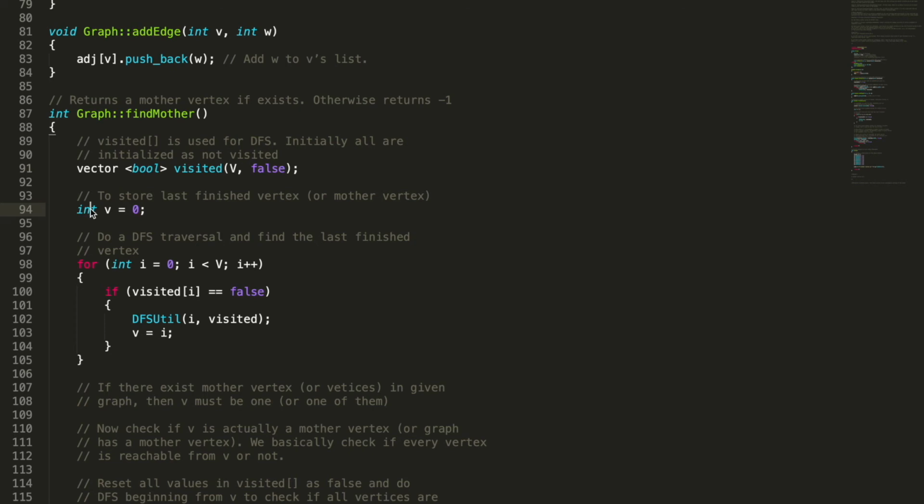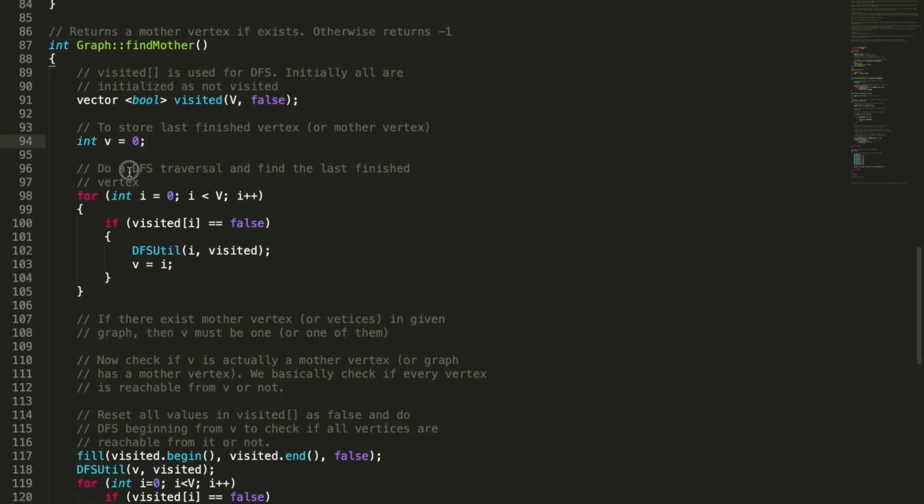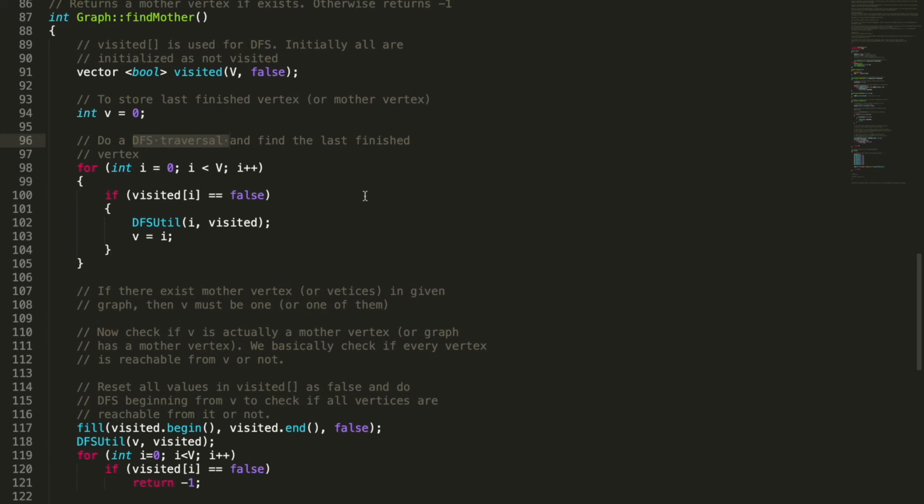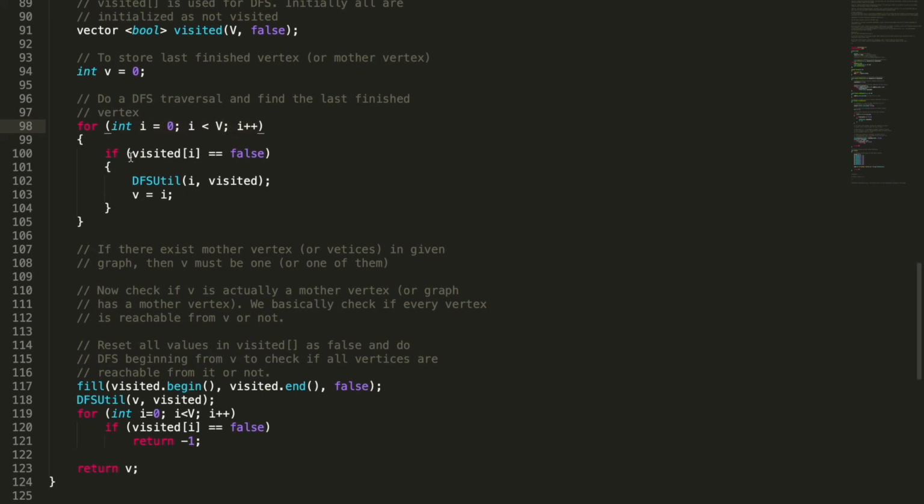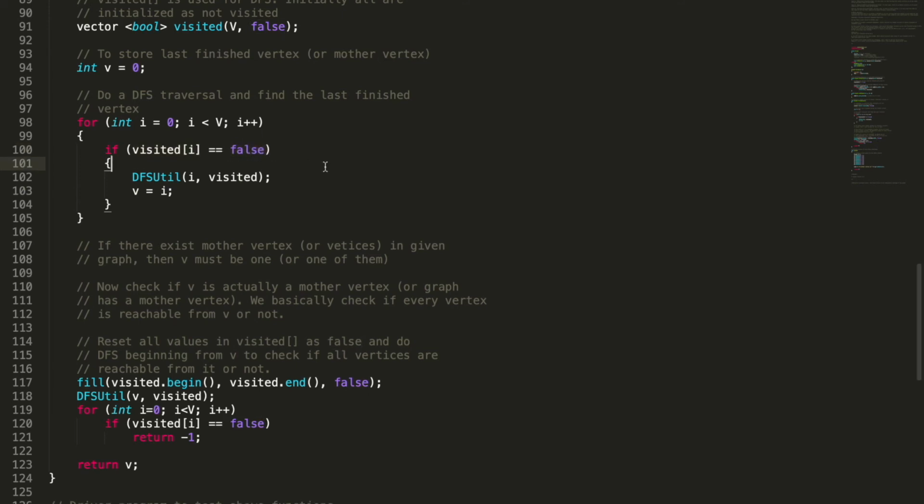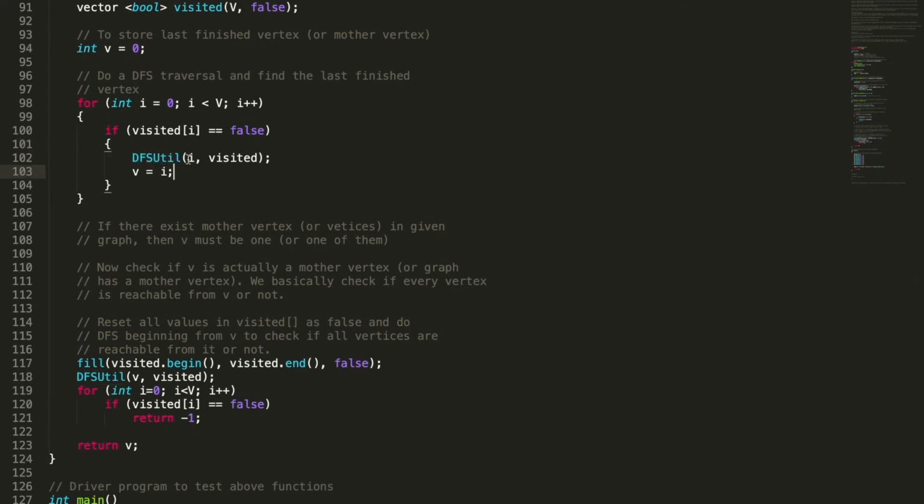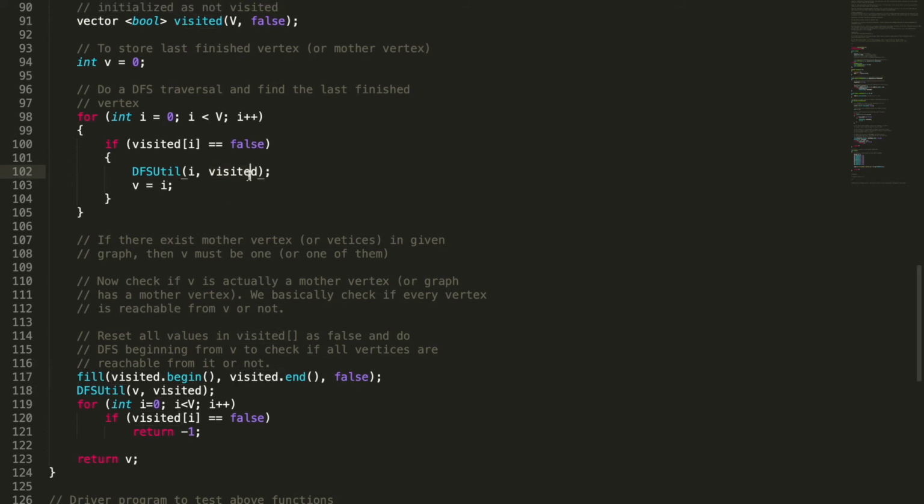Now because we have to find our last finished vertex, or the mother vertex, we have taken a variable v here, and then we are going to perform a DFS traversal to find the last finished vertex. For that we have iterated through the entire range of V, and we have checked whether a particular vertex is visited or not. So if its status is false, then we are going to call a DFS util function using that i, that vertex, and our visited vector array.